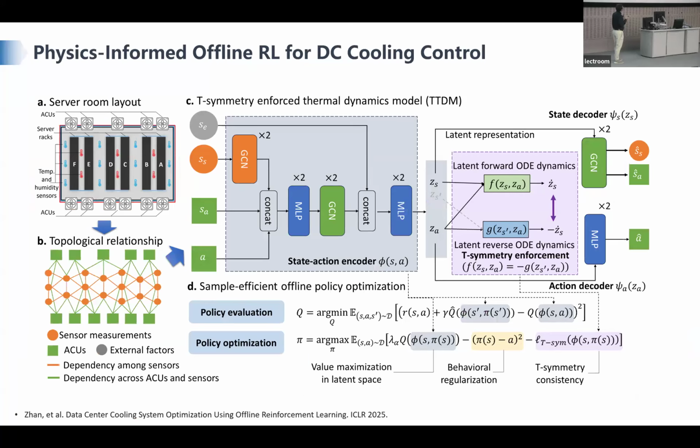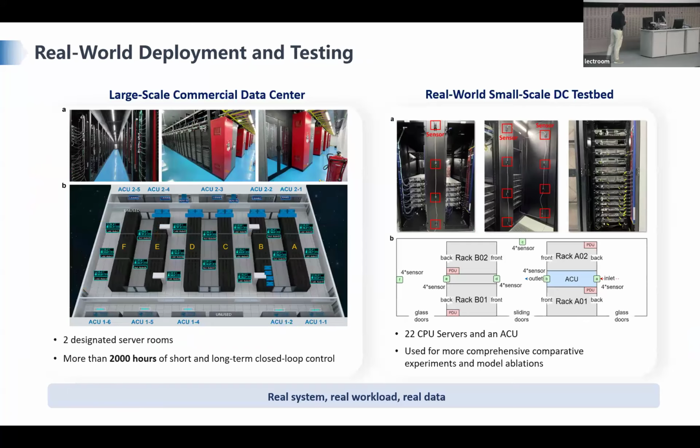So for this one, we use some of the previous safe offline RL and introduce some domain knowledge. For example, we abstract the server layout into a graph structure, and then we structurally build an encoder to capture the dependency of the data. And everything else is similar to the previous algorithm. And we tested on real world data centers with 2 different server rooms. And this has been safely running for almost 2,000 hours in closed loop control mode, which is a much more solid result than what I introduced earlier.